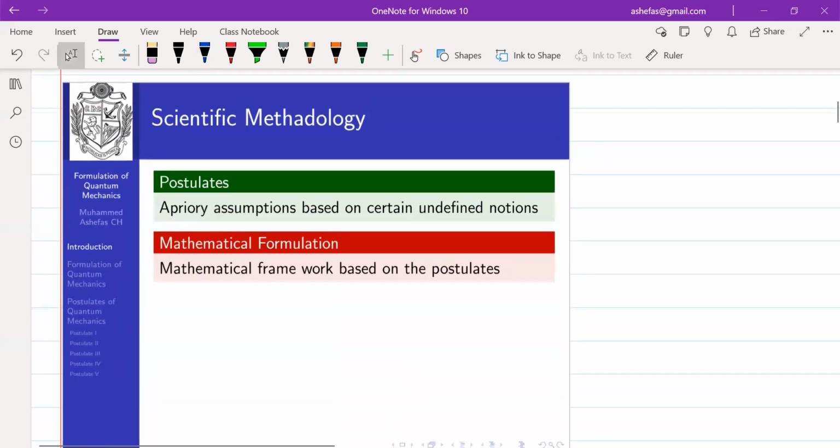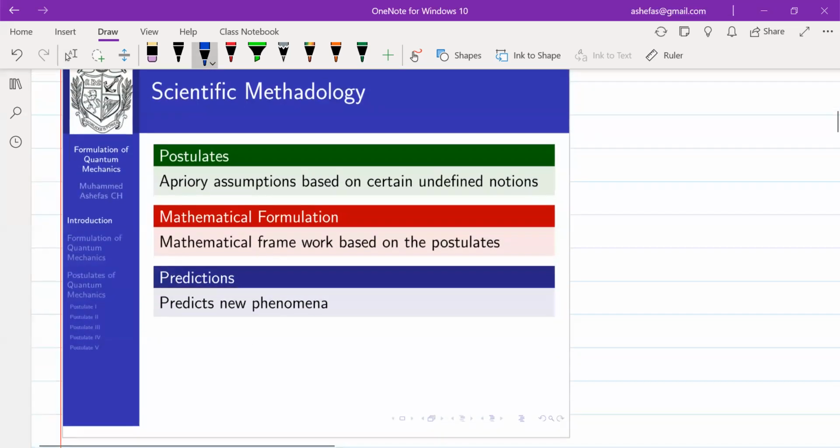And once the postulate is ready, we'll have the mathematical formulation based on those postulates. For example, in case of gravitation, we have the existence of point particles, and we can derive the equation of force between 2 point particles, which is given by F equal to G m1 m2 by r square r cap. So this is the force of attraction between 2 point particles. Okay, so the mathematical formulation is the second step. So first is the postulate, which is just an assumption, and second is the mathematical formulation.